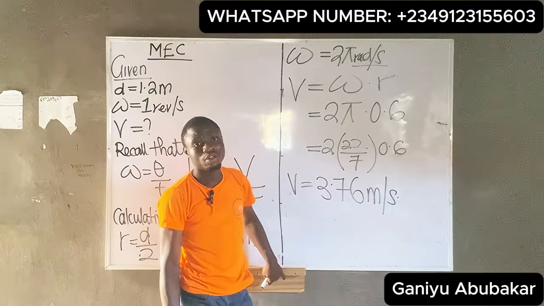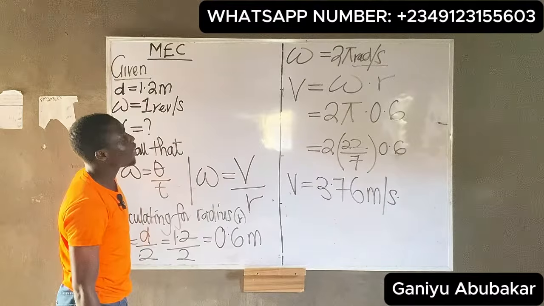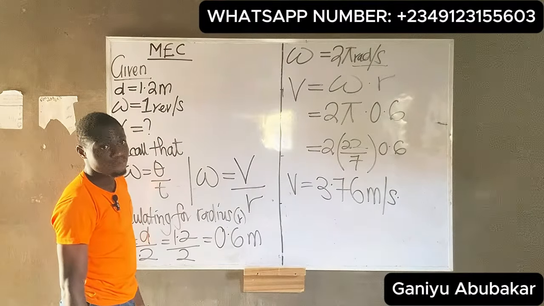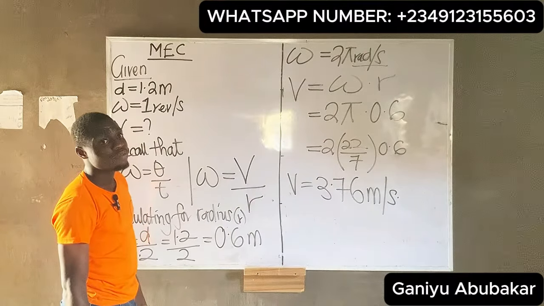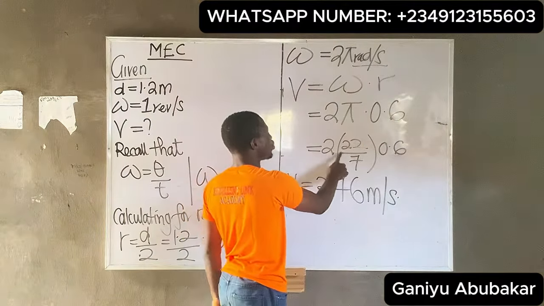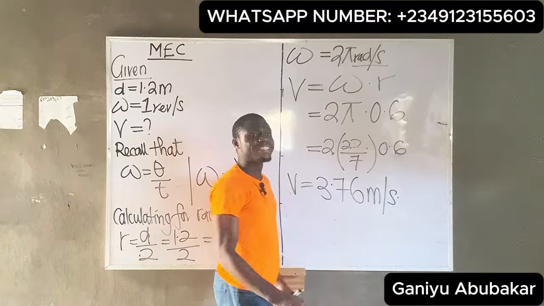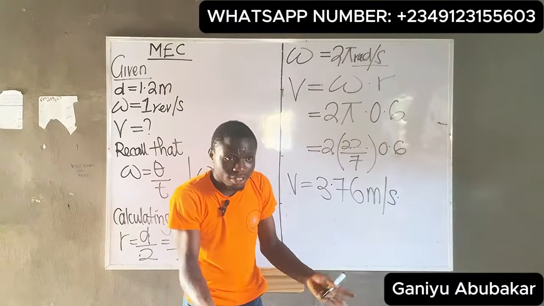So we said there is 2 pi rad. That is supposed to be 2 times 22 over 7 times 0.6. Oh, no, no. Rad is a symbol. It's the SI unit. It doesn't have a value here.